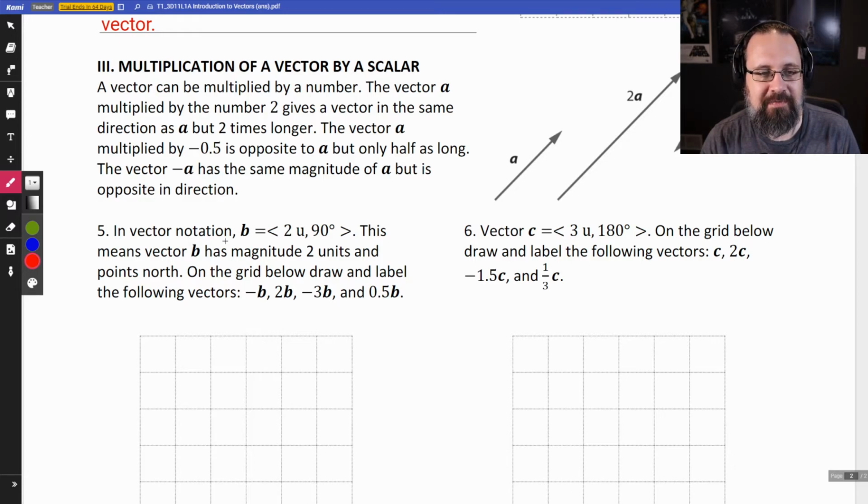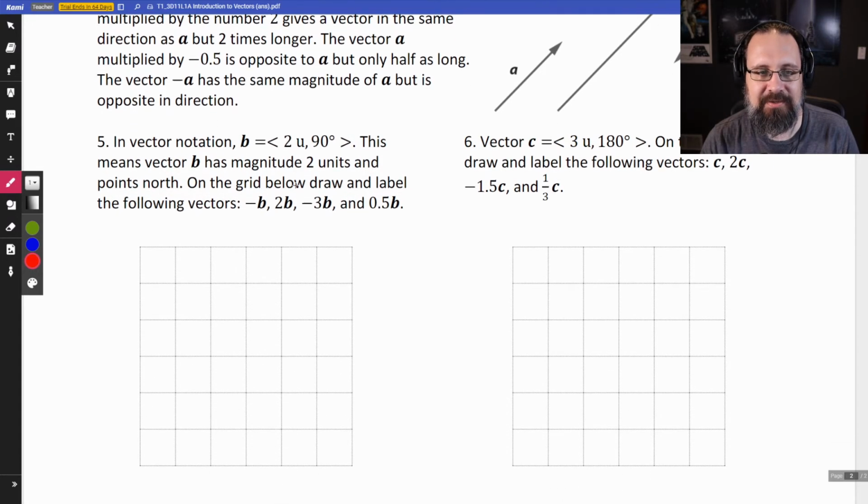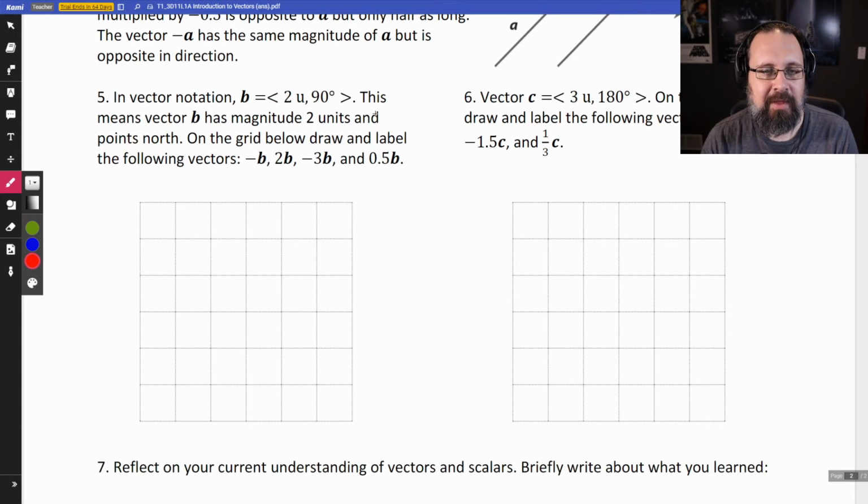So let's look at this. In vector notation, vector B is 2 units at 90 degrees. This means vector B has magnitude 2 units and points north. On the grid below, draw and label the following vectors: negative B, 2B, negative 3B, and half B. All right, so first, we know that vector B is 2 units at 90. So let's draw vector B first.